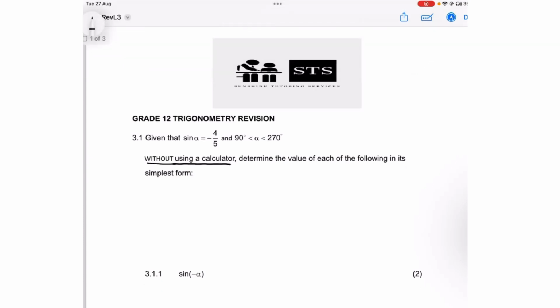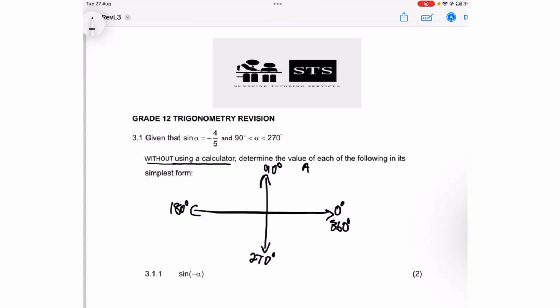So what we then have is our Cartesian plane, and this is 0, this is 90, this is 180, this is 270, this is 360. In the first quadrant, we know that all of them are positive. Second quadrant, only sine, only tan here, and then only cos there, right? Okay.